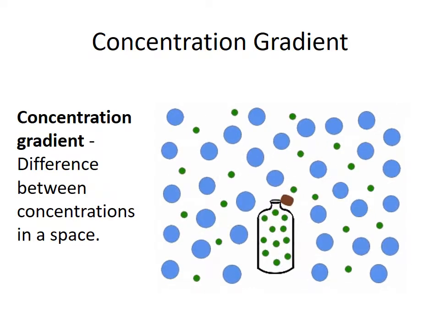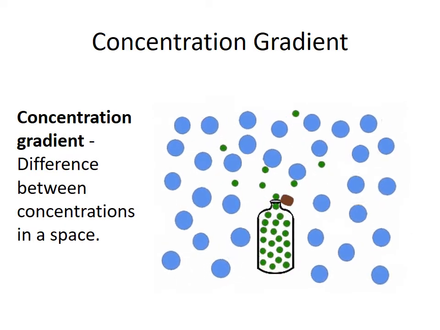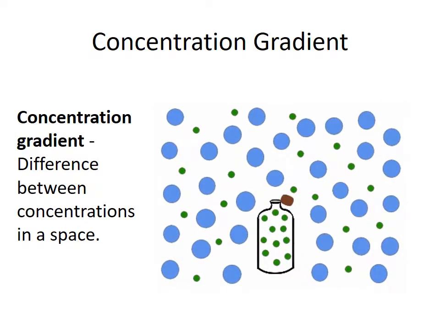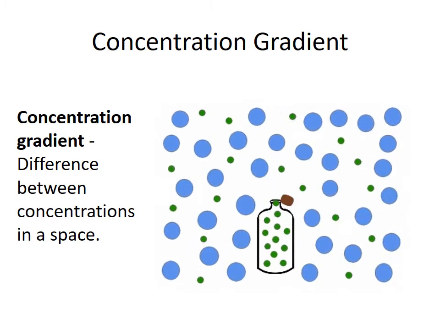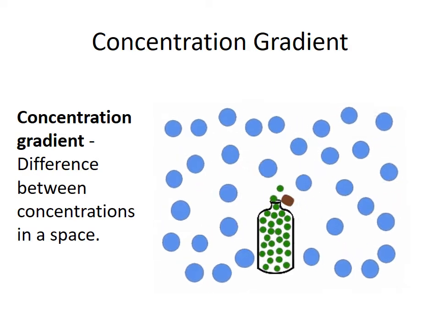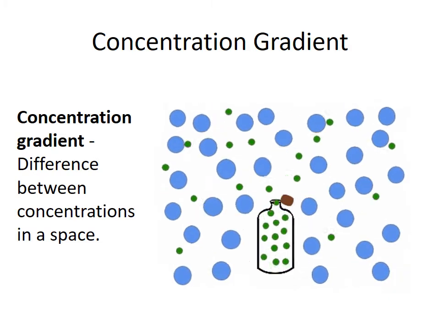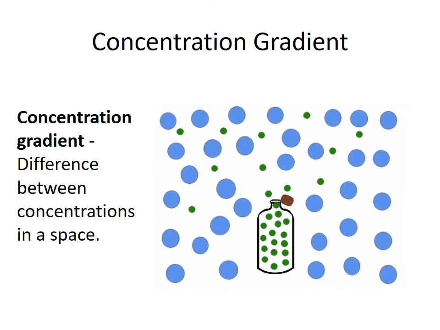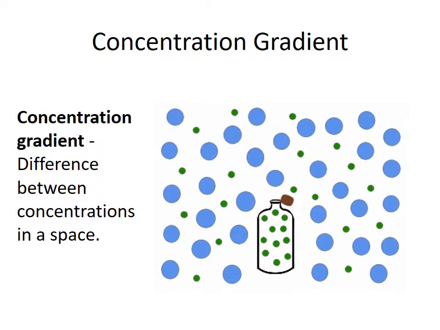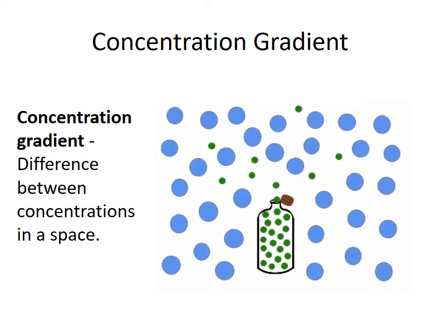Well, believe it or not, you've experienced this anytime you walk into a room with a strong odor. Concentration gradient is basically the difference between the concentrations in any given space. So when the smell is released in one area, it's very strong, and it seems like it comes at you. Well, there were no odor molecules where you were when the smell was released.